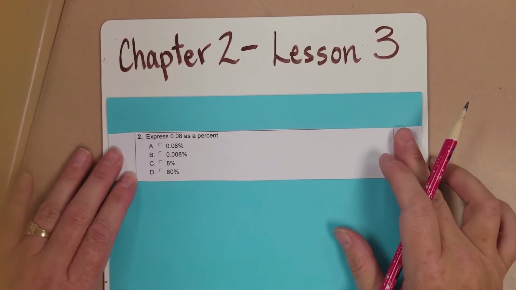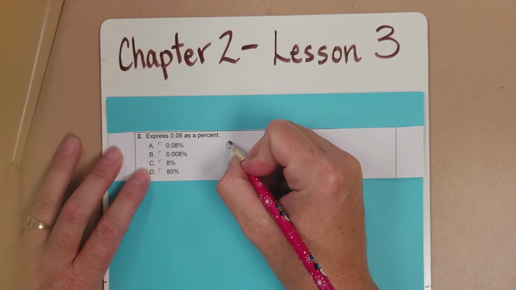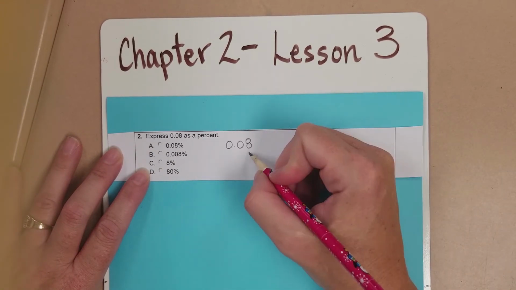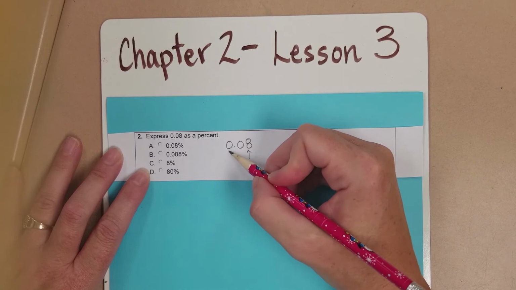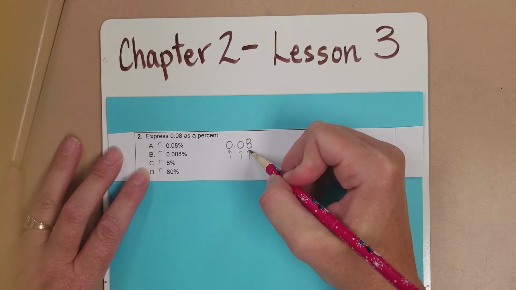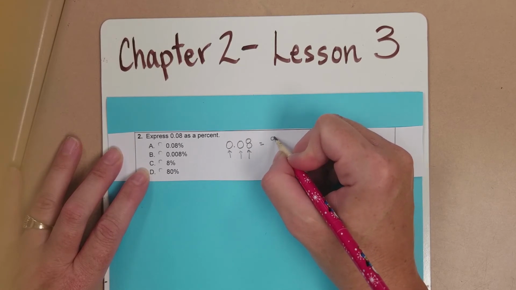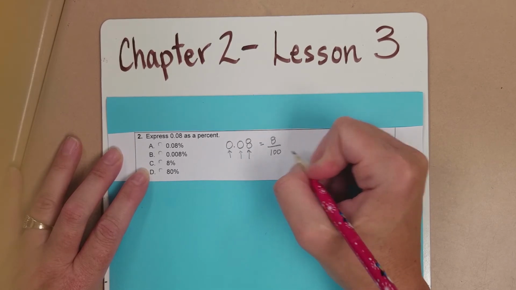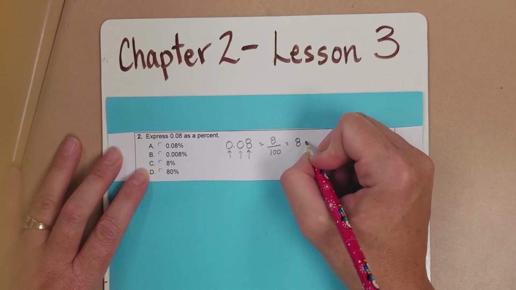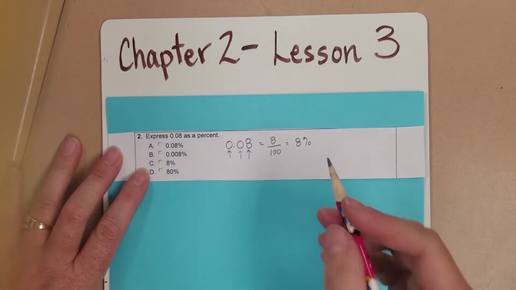Question 2. Express 8/100 as a percent. 0.08 is 8/100. This is the ones place, the tenths place, the hundredths place. I can make that into a fraction by doing 8/100, which equals 8%.